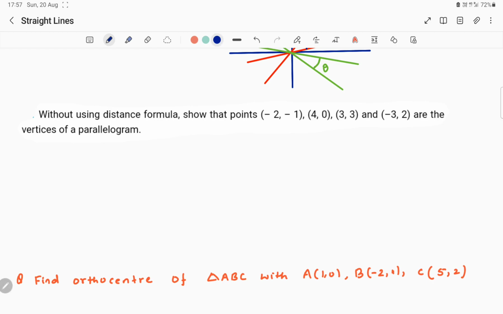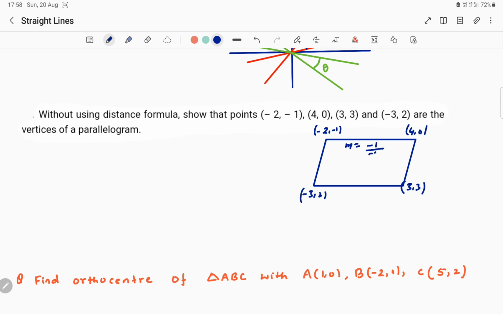The next one is: without using the distance formula, show that these are vertices of a parallelogram. What is special about a parallelogram? Sides are parallel, isn't it? Assume the coordinates are -2 comma -1, 4 comma 0, 3 comma 3, and -3 comma 2. What is the slope of this? We can do it orally: -1 minus 0 is -1, -2 minus 4 is -6, so we got 1 by 6. What is the slope of this one? 2 minus 3 is -1, and -3 minus 3 is -6, so again 1 by 6. Both slopes are equal, so the lines are parallel.